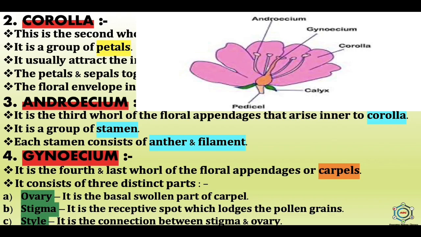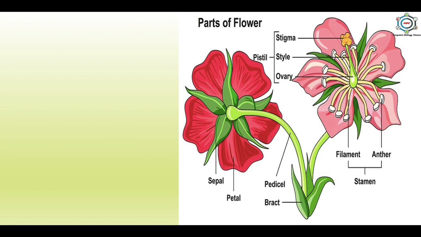Now, this is the part of a whole flower from front and back view, where the sepals are green in color and the petals are red in color. Here the stamens, that is the male reproductive part, are a combination of filament and anther, and the pistil, that is the female reproductive part, is a combination of style, stigma and ovary.